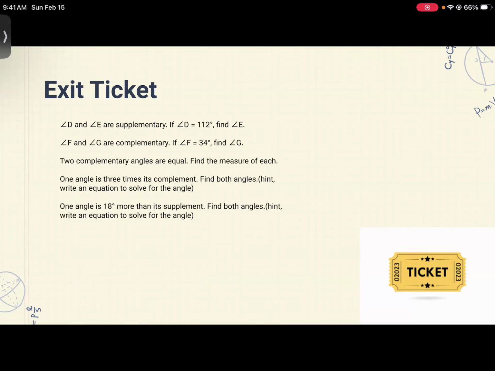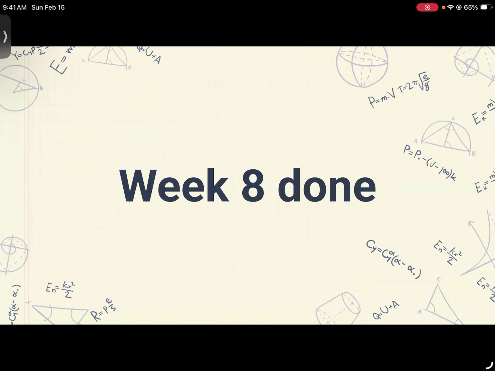So this is, if we have 90 degrees and we add 9, now we have 99 degrees. And then if we do 180 minus 90, we have 81. So the two angles for the fifth one are 99 degrees and 81 degrees. And that is it for week 8.